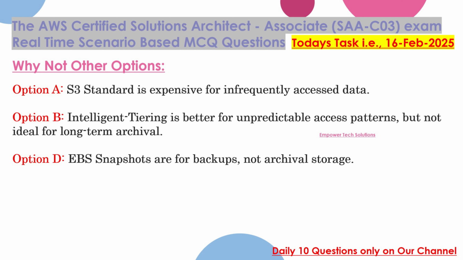Why not other options? Option A, S3 Standard is expensive for infrequently accessed data. Option B, Intelligent-Tiering is better for unpredictable access patterns, but not ideal for long-term archival. Option D, EBS snapshots are for backups, not archival storage.